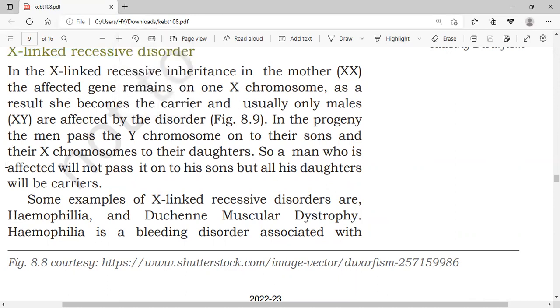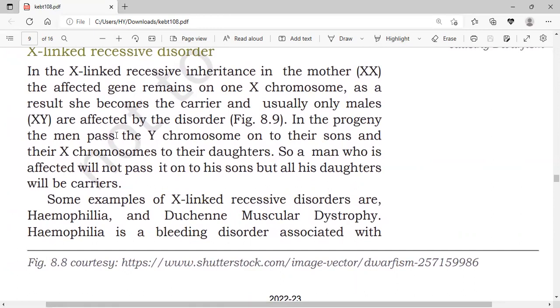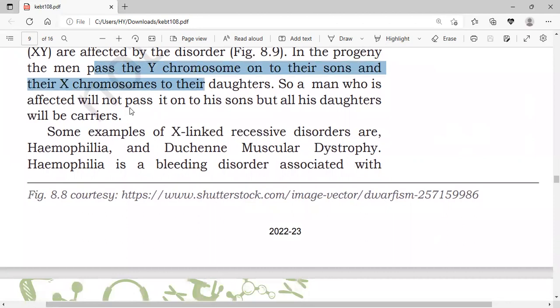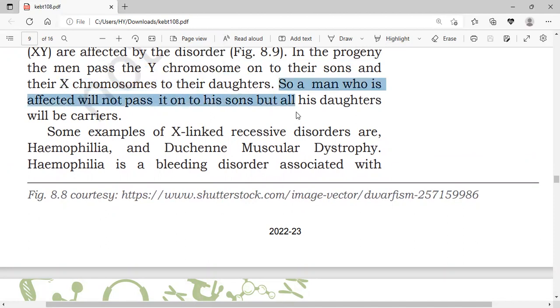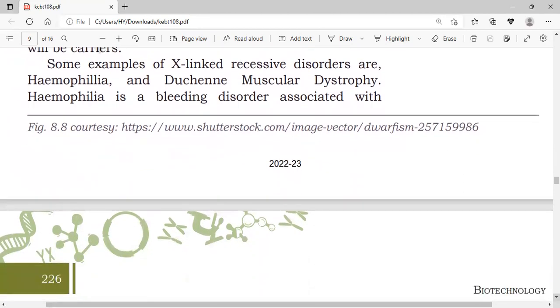In the progeny, men pass the Y chromosome to their sons. This defect is only present on the X chromosome. It's not present on the Y chromosome. To the son, a man only passes the Y chromosome, and the X chromosome is passed to the daughters. So an affected male cannot pass the character to the son, but can pass it to the daughters. Daughters become carriers in this case.